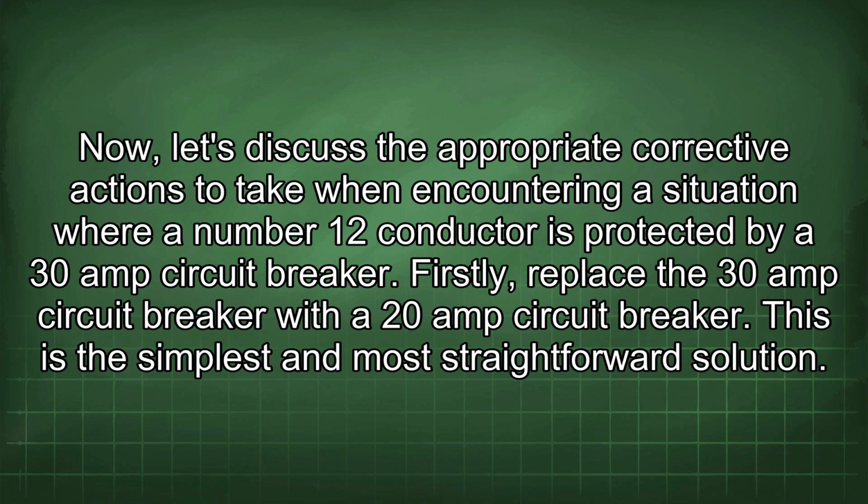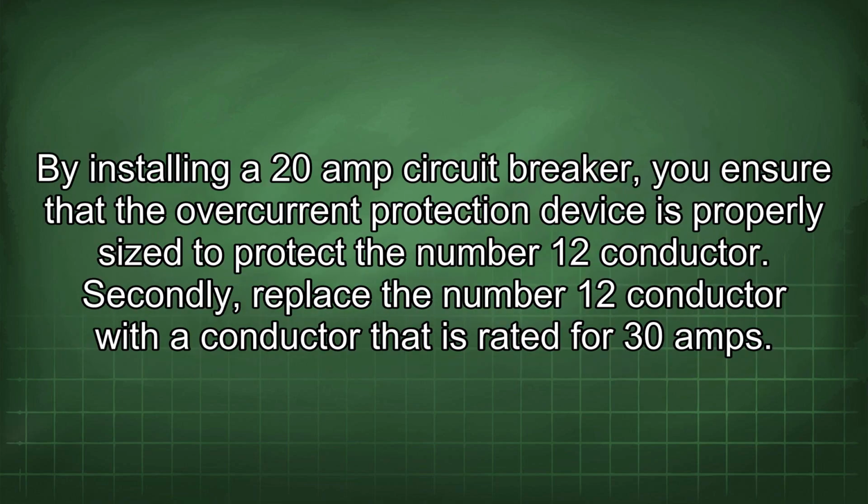This is the simplest and most straightforward solution. By installing a 20 amp circuit breaker, you ensure that the overcurrent protection device is properly sized to protect the number 12 conductor. Secondly, replace the number 12 conductor with a conductor that is rated for 30 amps.